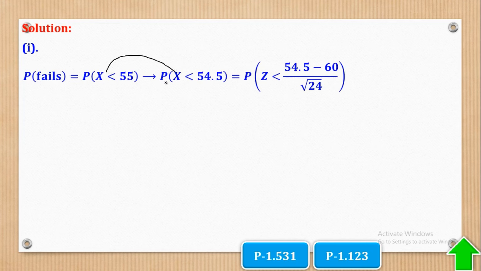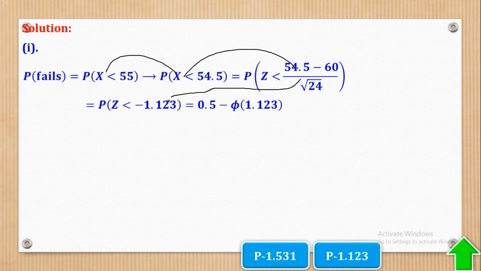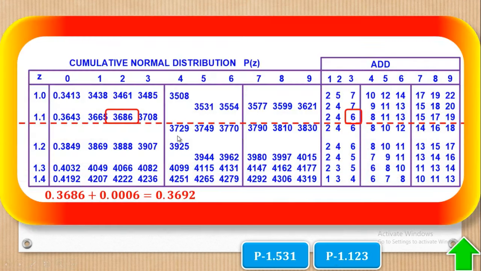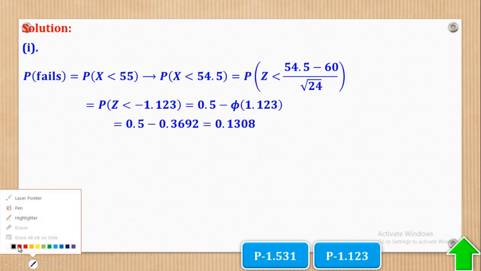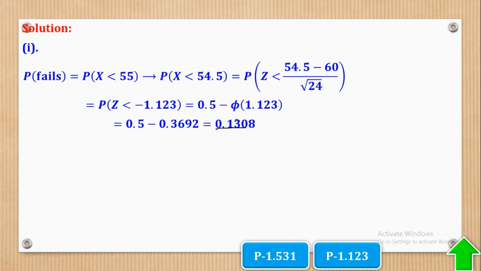Now that we have converted from binomial to normal, we can standardize and then use a calculator to round this off to 3 decimal places, which is negative 1.123. Then in terms of phi, it is 0.5 minus phi 1.123. By symmetry, that's why this negative has become a positive. So next is to read that value from the mathematical table. 1.1 is there, another 2 is there, then the 3 is there. So this value to 4 decimal places is that, and this one to 4 decimal places is that. When I add, I'll come up with 0.3692. So that is what I will substitute and be able to get the probability of 0.1308.